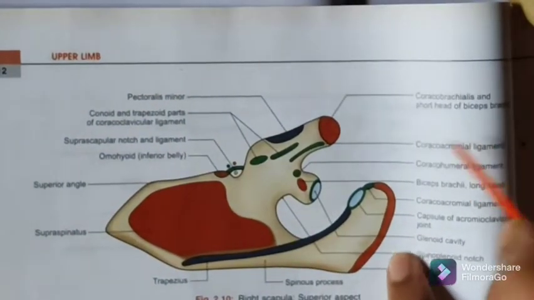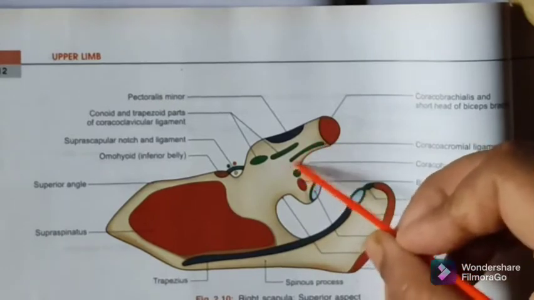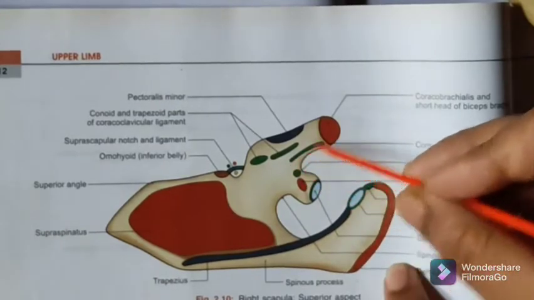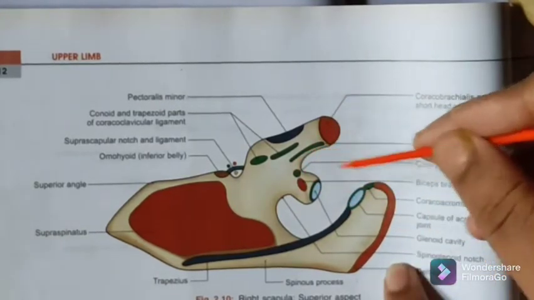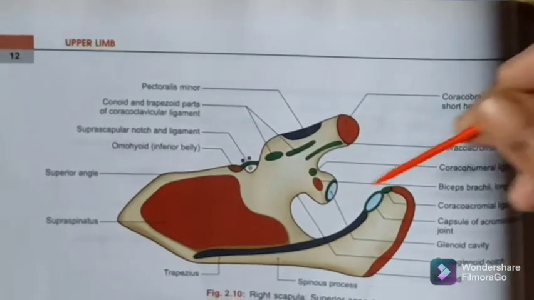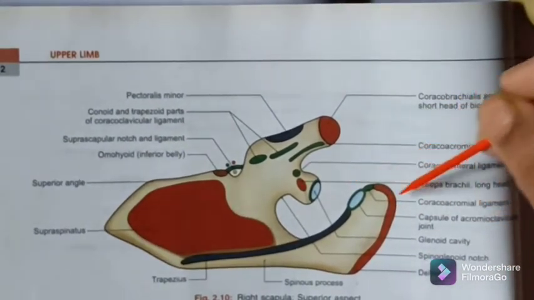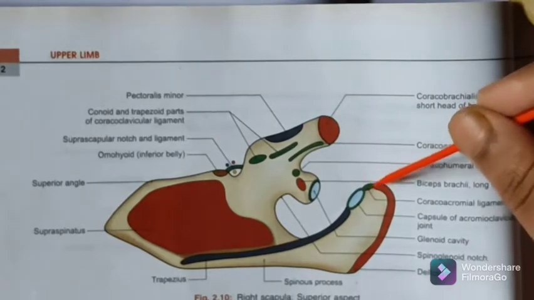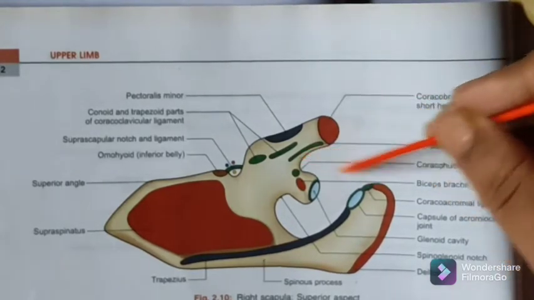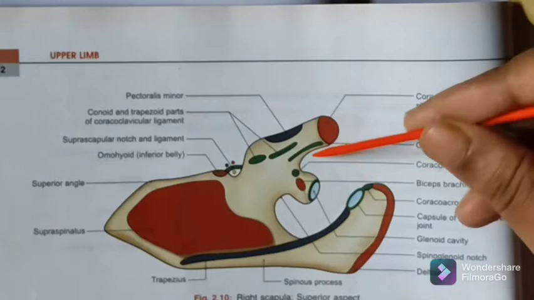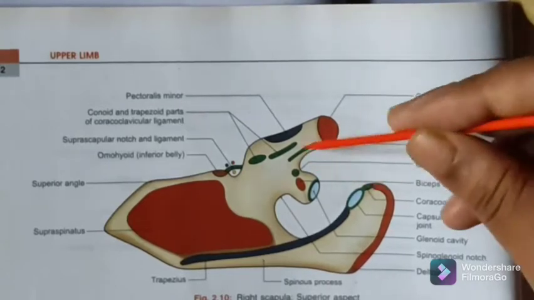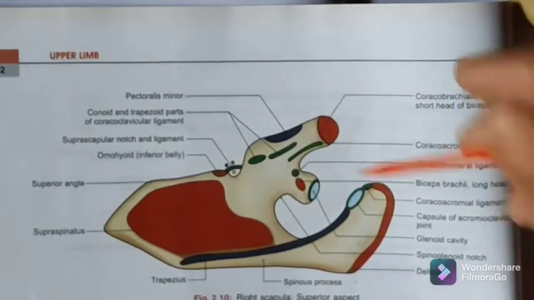Now this is the coracoacromial ligament. Now the coracoacromial ligament is in relation with the medial border, the superior aspect of the acromion process. See, here is one more attachment point of it. So this is attached like this. This is the coracoacromial ligament. So it's attached to this point.